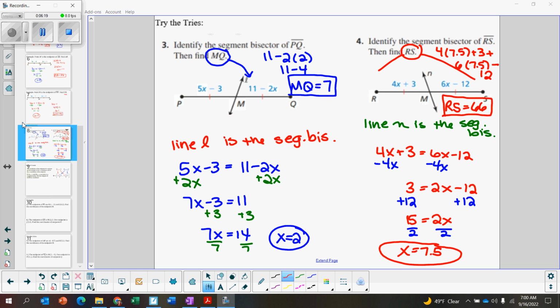All right, so for number 3, line L is the segment bisector. When I set my two segments equal, I get x is 2, and then I'm looking for MQ, so I'm going to put the 2 back into 11 minus 2x, and I get MQ is 7.